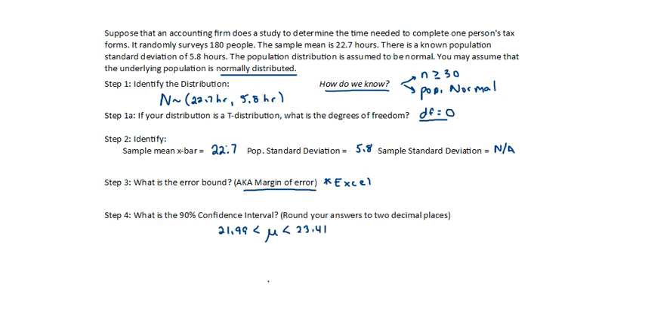Quick interpretation of that: based on our margin of error, based on our calculation, we're 90% confident that the time a person takes to fill out one person's tax forms will be between 21.99, well, let's say 22, and 23.5 hours. Well, that's what we wanted, and so we're done.